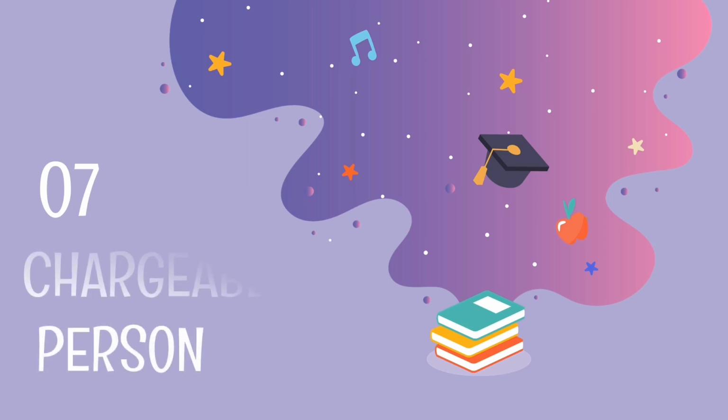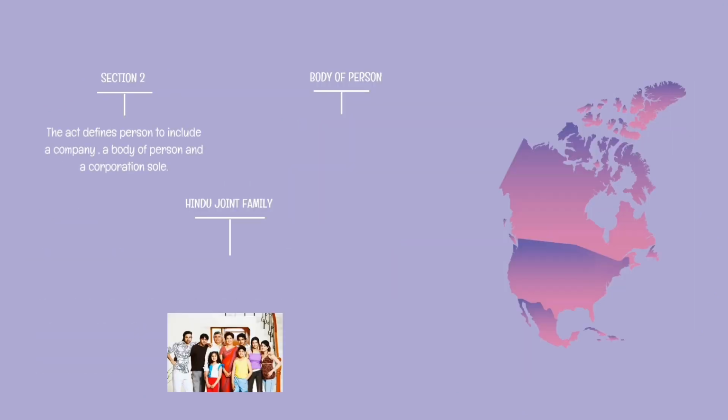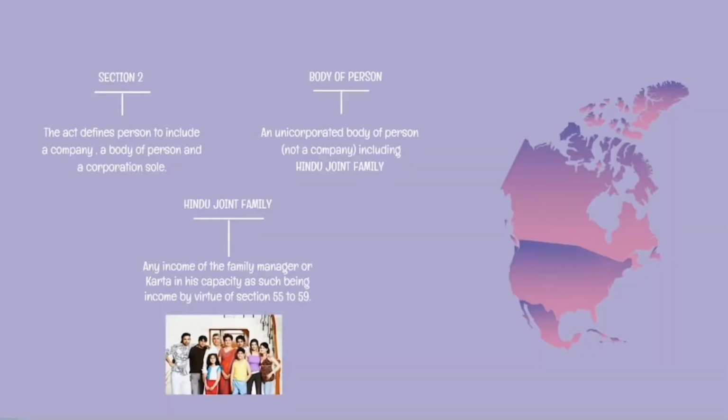Next is chargeable person. Under Section 2, the Act defines person to include a company, a body of person, and a corporation sole. So, body of person is an unincorporated body of person, not a company, including Hindu joint family. Hindu joint family means that any income of the family manager or karta in his capacity as such, being income by virtue of Section 55 to 59.